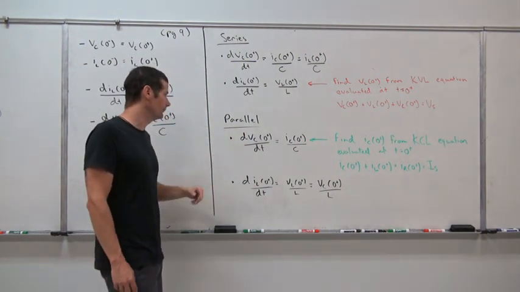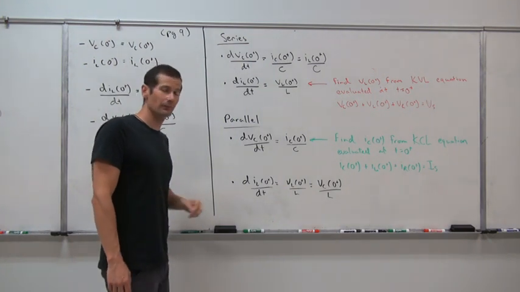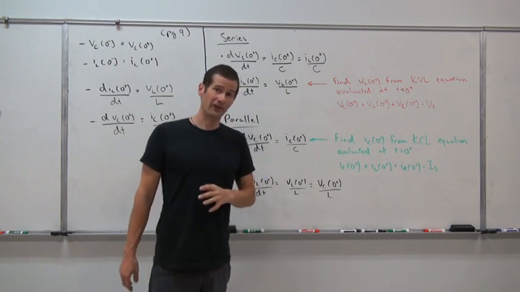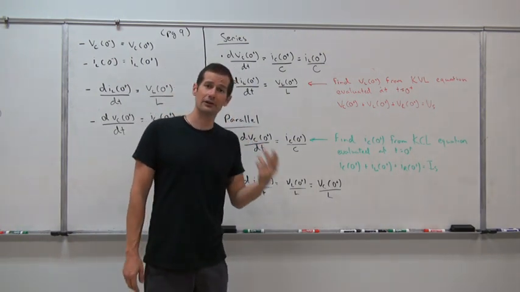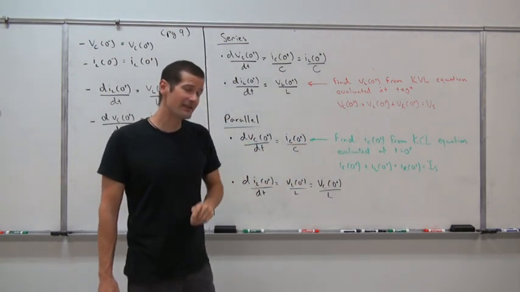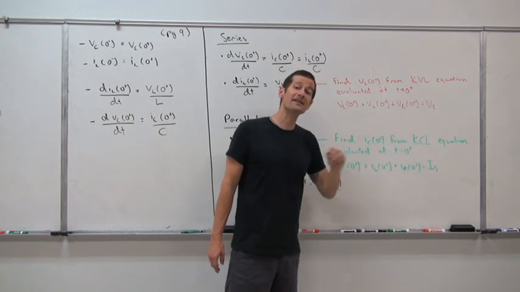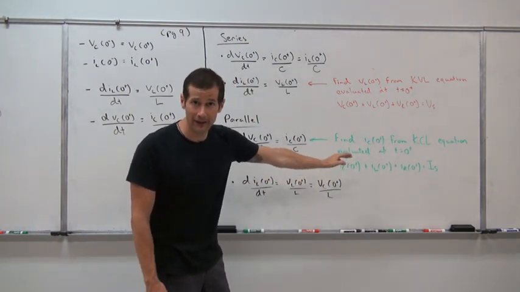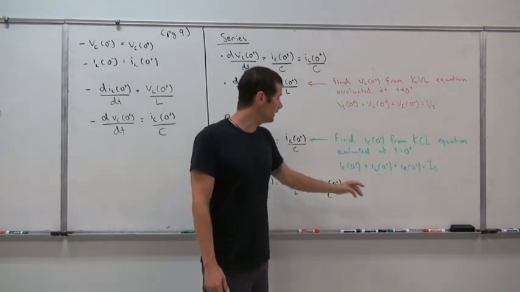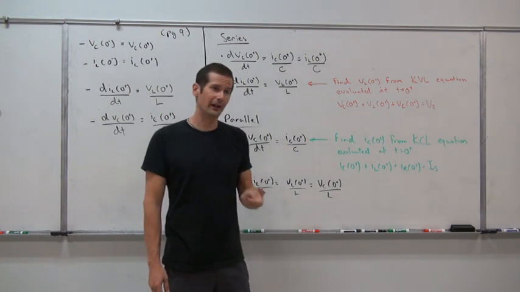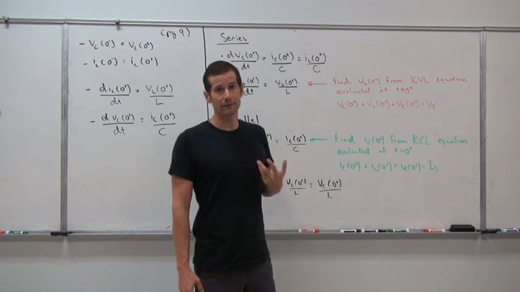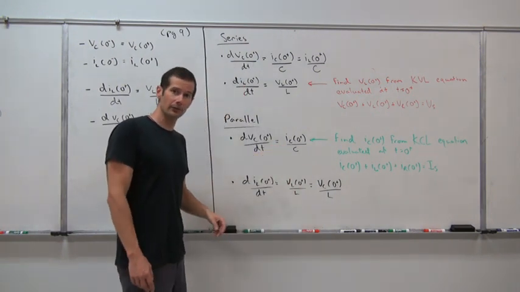Now parallel, dVc of 0 plus over dt is equal to Ic of 0 plus divided by C. Very similarly to finding the change in the initial condition for the current through the inductor, we find Ic of 0 plus, because it can instantaneously change, by looking at the KCL equation and evaluating that at t equals 0 plus. So Ic of 0 plus, IL of 0 plus, IR of 0 plus is equal to Is. Sometimes it's going to be equal to 0. And so we can easily go through and find Ic of 0 plus.